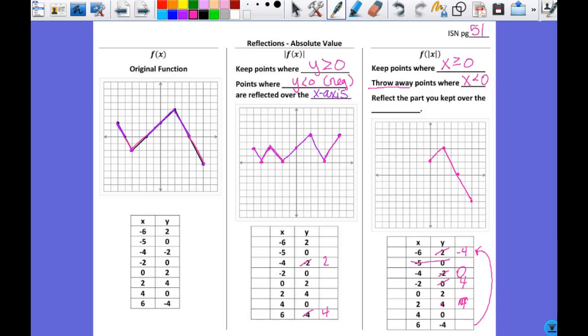So if you just look at it from a graph perspective, what we then do is it says reflect the part you keep over the y-axis because it has y-axis symmetry. Right? This one actually has y-axis symmetry. So when x is 2, you're at 4. That means when x is -2, you're also at 4. And see that right here? (-2, 4). So when x is 4, you're at 0. So when it's at -4, you're also at 0, which is what we have right there. And then when x is 6, you're at -4. So when it's at -6, it's also at -4.